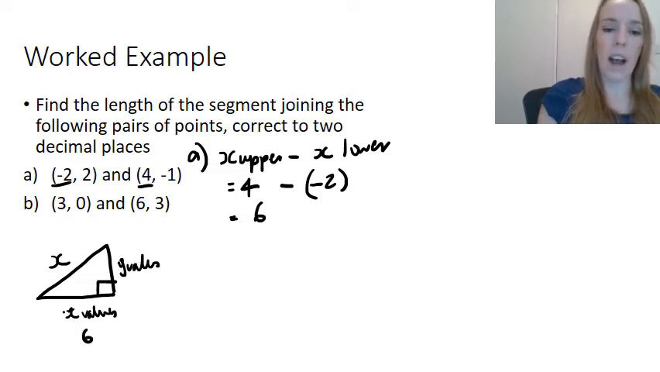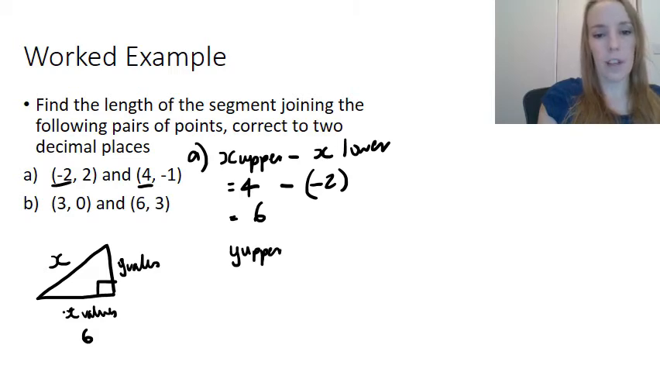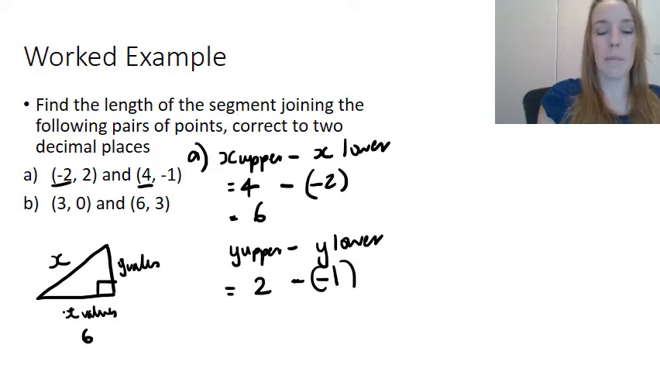And then our y is our y upper subtract our y lower. Our upper y value is 2, and our lower y value is negative 1, so subtract negative 1, which is the same as adding. So 2 take negative 1 is the same as 2 plus 1, which is 3. So that gives us 3 for that one there.